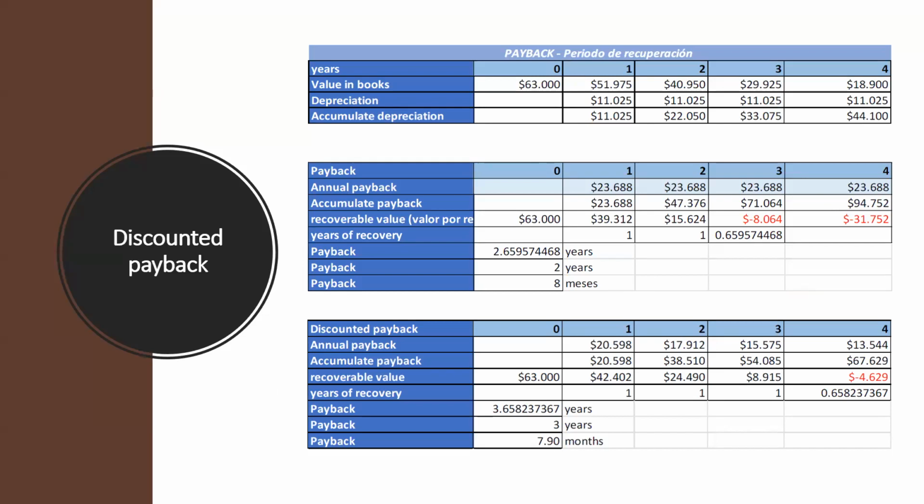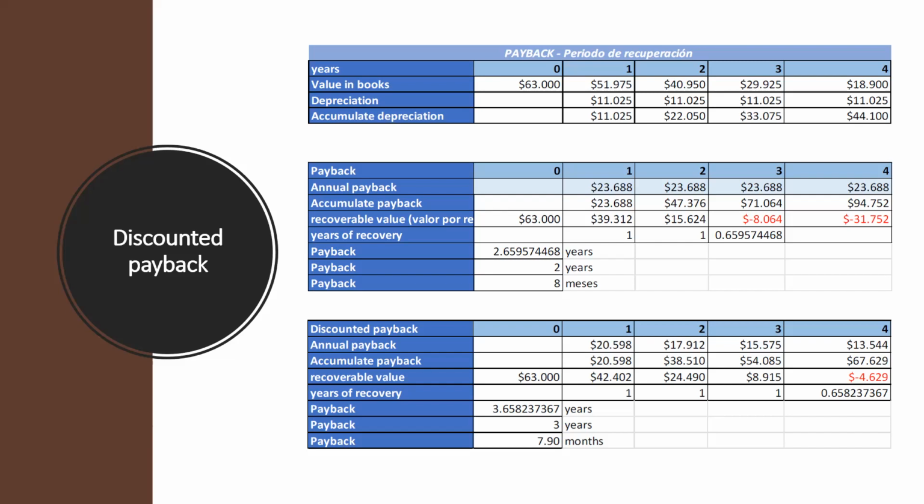For the discount payment, we take into account the book value, which is the investment value minus the accumulated depreciation that we also calculate in an Excel document. For the payback, we take into account the annual payback, which is the cash flows calculated before without depreciation, the accumulated payback, which is the sum for each year of these cash flows, and the recovery value, which is the investment value minus the accumulated payback until we get a negative value.